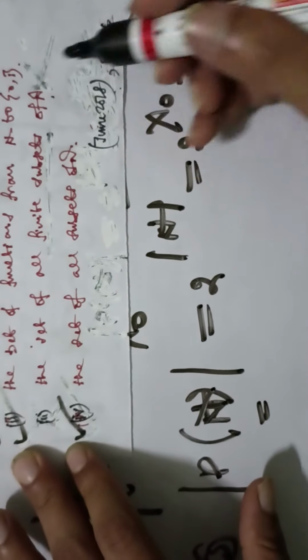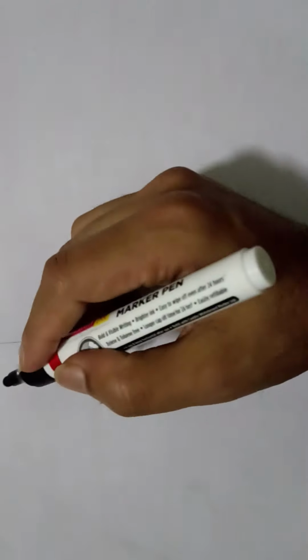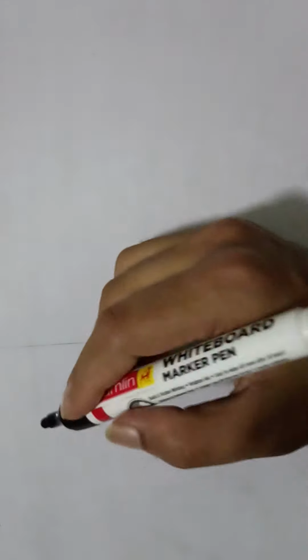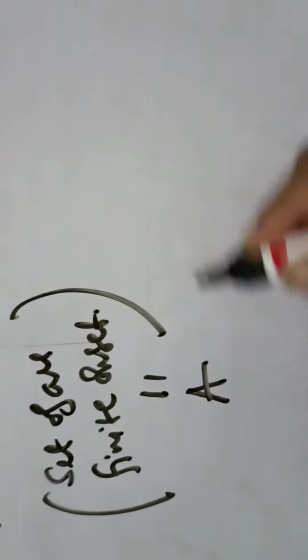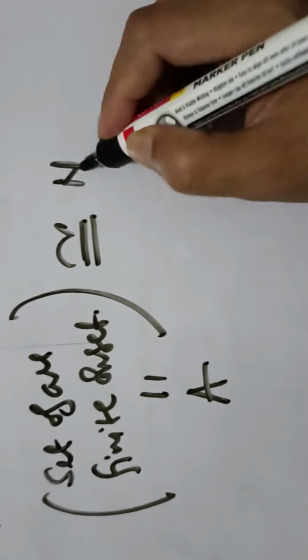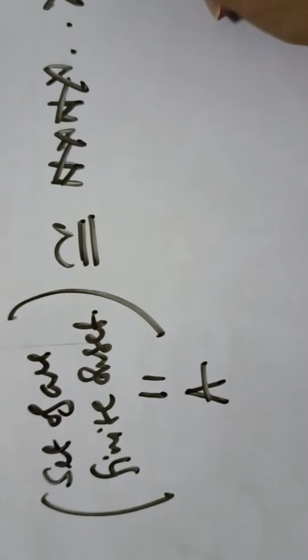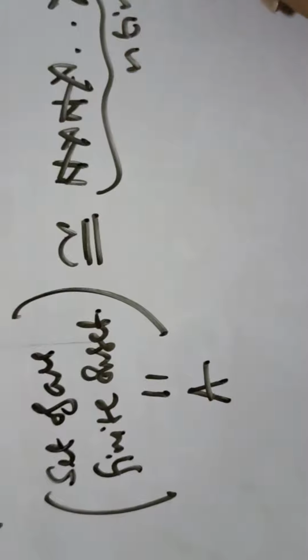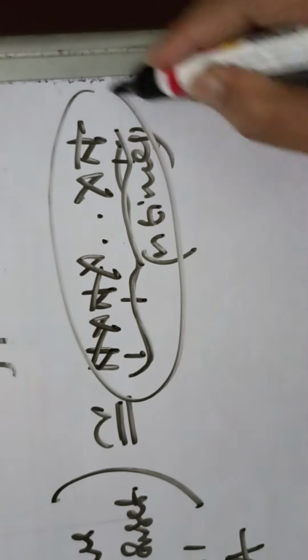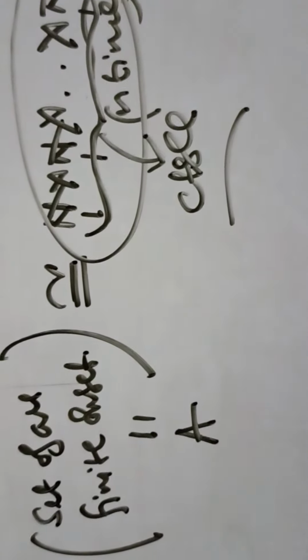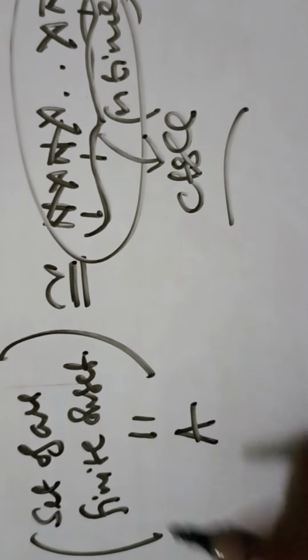Now it is asking about the set of all finite subsets of N. If we name this set A, then this set is equivalent to the set of natural numbers cross natural numbers, finitely many times, say n times. We all know the finite product of countable sets is countable. This is countable, so their finite product will be countable, and the cardinality is alpha naught. So the set of finite subsets is countable, but the set of infinite subsets is uncountable.